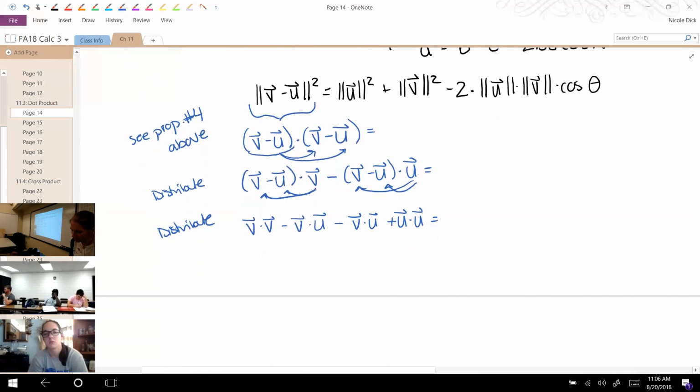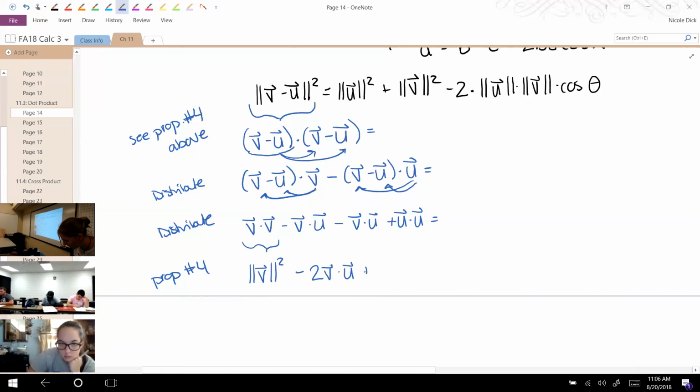Now let's just clean this up a little bit here. So, still from property 4 up above, we can now go back and rewrite this. This is the magnitude of v squared. That's just what property 4 says: the vector dotted with itself is its magnitude squared. These middle two are the same terms, so like normal, we combine like terms. We have minus 2 times v dot u. And then similarly over here, a vector dotted with itself is the same thing as that vector's magnitude squared. So all we did there was just clean things up a little bit using that property.